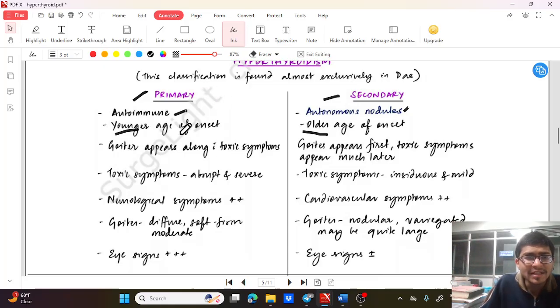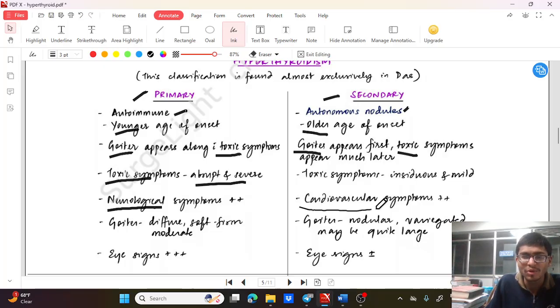In primary, the swelling, goiter, and the toxic symptoms of hyperthyroidism generally appear together. And in secondary, the goiter appears first and the toxic symptoms of hyperthyroidism appear much later. Therefore it is called secondary, where the hyperthyroidism is secondary to the goiter, after some years of its appearing. In primary, the toxic symptoms are abrupt and very severe, whereas in secondary, the toxic symptoms are insidious, slow onset, and mild. In primary, the neurological symptoms will be more pronounced, and the cardiovascular symptoms will be more pronounced in the secondary.